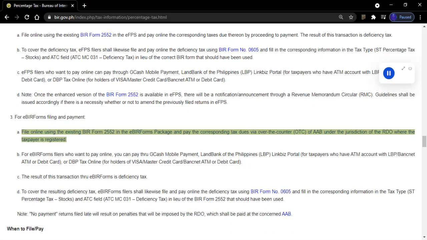For eBIRForms filing and payment. File online using the existing BIR Form 2552 in the eBIRForms package and pay the corresponding tax dues via over-the-counter (OTC) of AAB under the jurisdiction of the RDO where the taxpayer is registered.